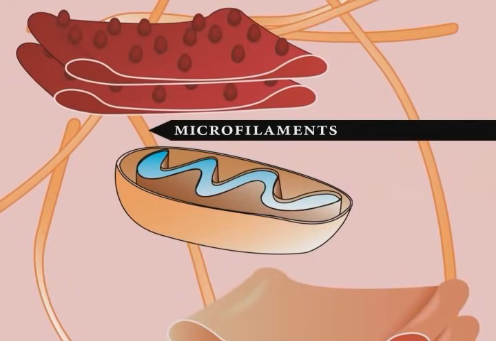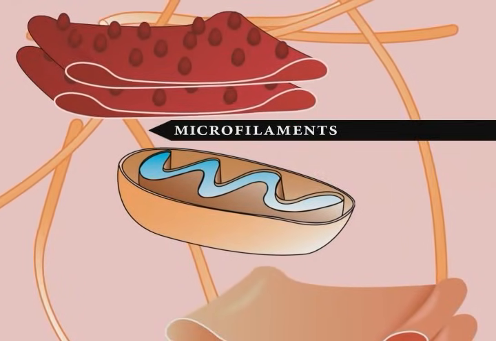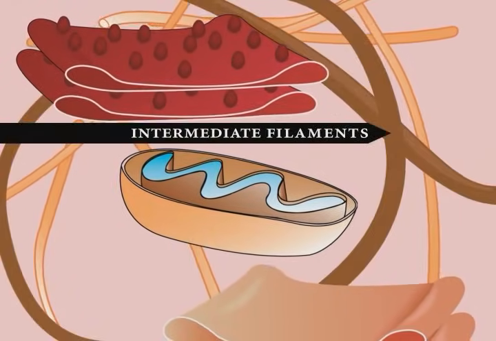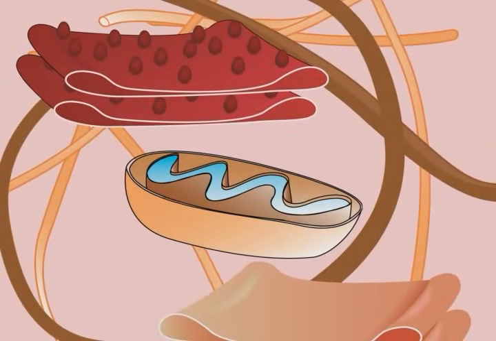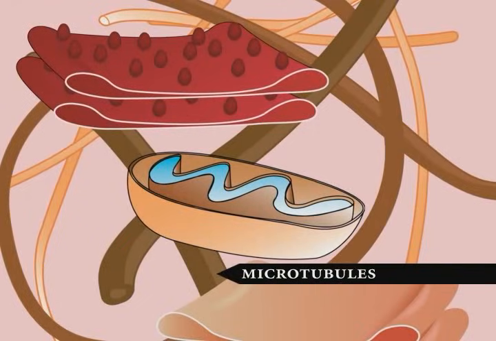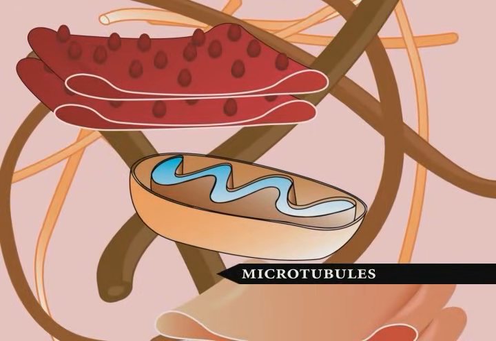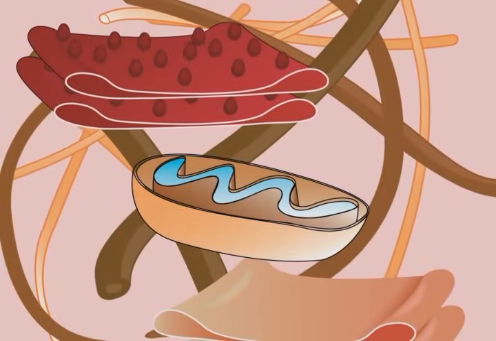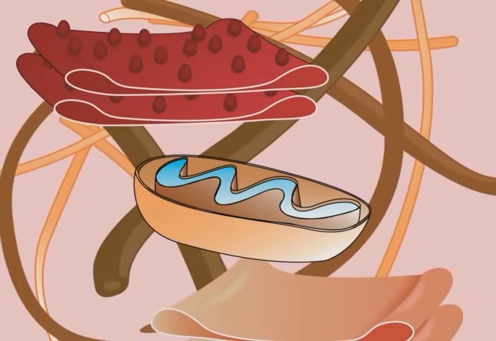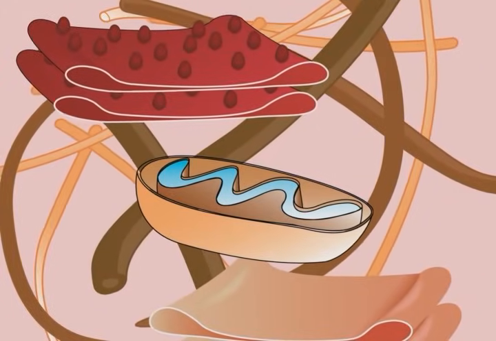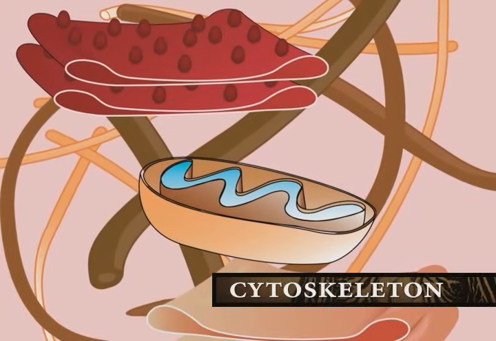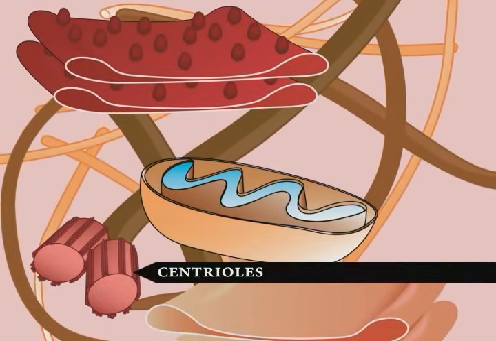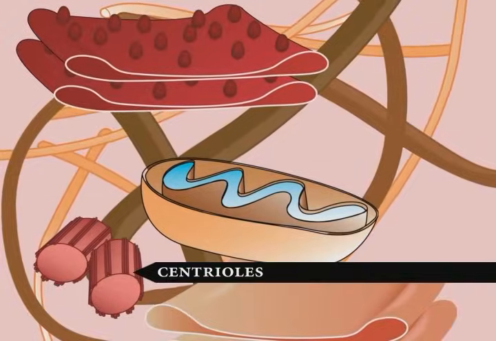Microfilaments are involved with cell movement and changes in cell shape. Intermediate filaments strengthen the cell and help resist pulling forces. Microtubules are long, hollow cylinders that help determine overall cell shape and the distribution of cellular organelles. Together, microfilaments, intermediate filaments, and microtubules form the cytoskeleton. Centrioles are a special type of microtubule important to cell division.